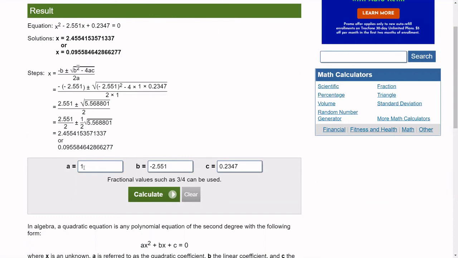So I put in my coefficients. Remember, I had u squared, which means the coefficient of u squared was 1. This is the linear coefficient and the constant. After typing those numbers in and hitting calculate, it pumped out the 2 roots right here. So remember, this is not theta, this is u. These are the 2 values of u. I'm going to write those down. u is equal to 2.455 or 0.0956. Remember, we're in quadrant 1 for the angle, so it makes sense that the tangent would be a positive number in both cases.